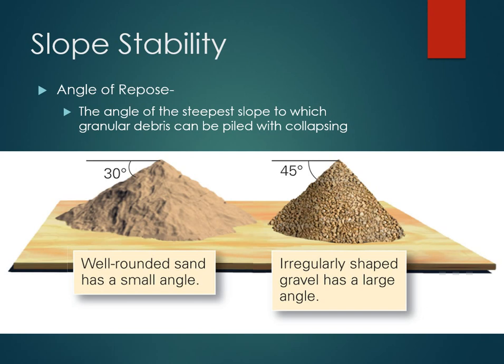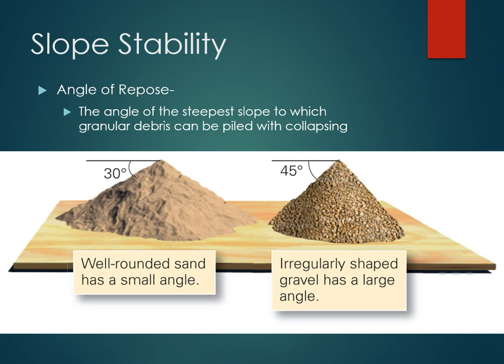If it's irregular, large shaped stuff, it can be a little bit steeper, but usually everything is around 30 to 40. And if you remember when we did volcanoes, there's a volcano called a cinder cone. And cinder cones are actually cone shaped because all the pieces of scoria are piled up to the angle of repose.